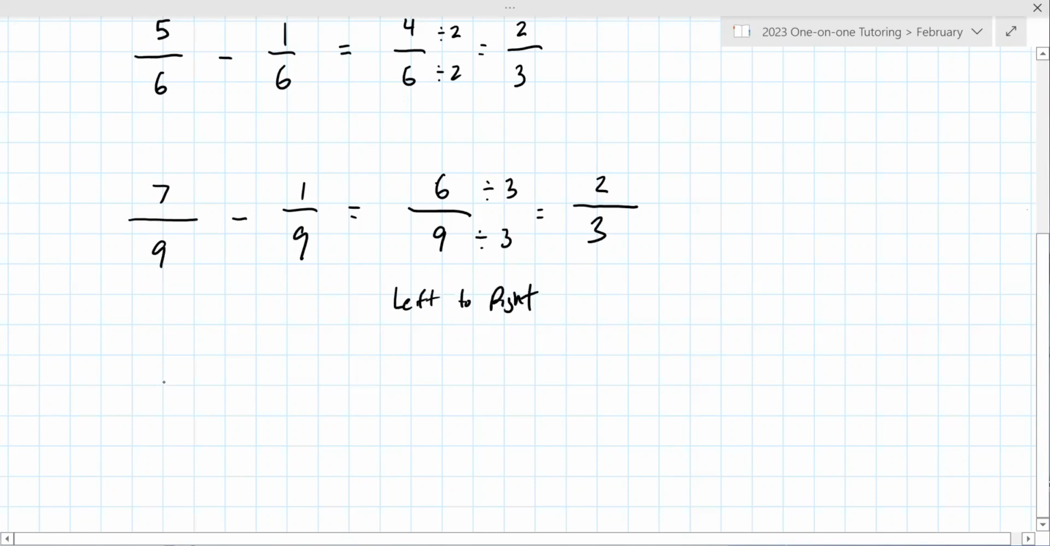Let's try another one here. 7/8 minus 3/8. Could you try this one on your own, please? Okay.